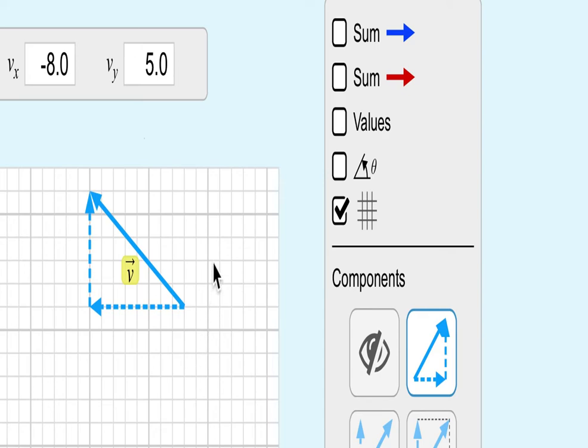So now let's try to calculate the magnitude and direction of this vector. This vector has an x component that is backwards at negative 8, and has a y component that's upwards at a positive 5. So go ahead and try to find the magnitude and the direction of this vector. So let's double check the answer. I'm just going to put the angle here and also the answer.